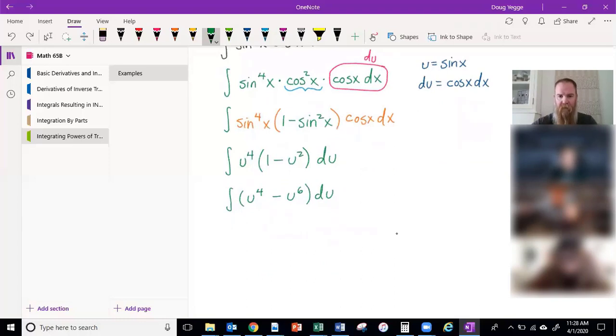And I guess we could finish up from here. So this is just 1/5 u to the fifth minus 1/7 u to the seventh plus C, which means that my final result is just 1/5, and u was sine, so sine to the fifth x minus 1/7 sine to the seventh x.